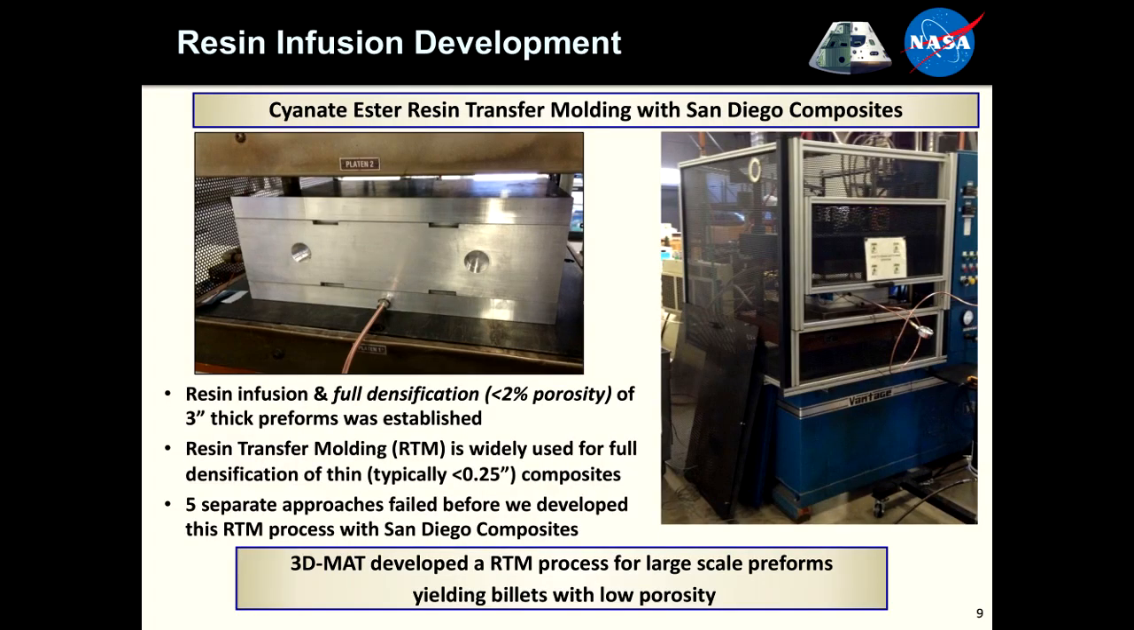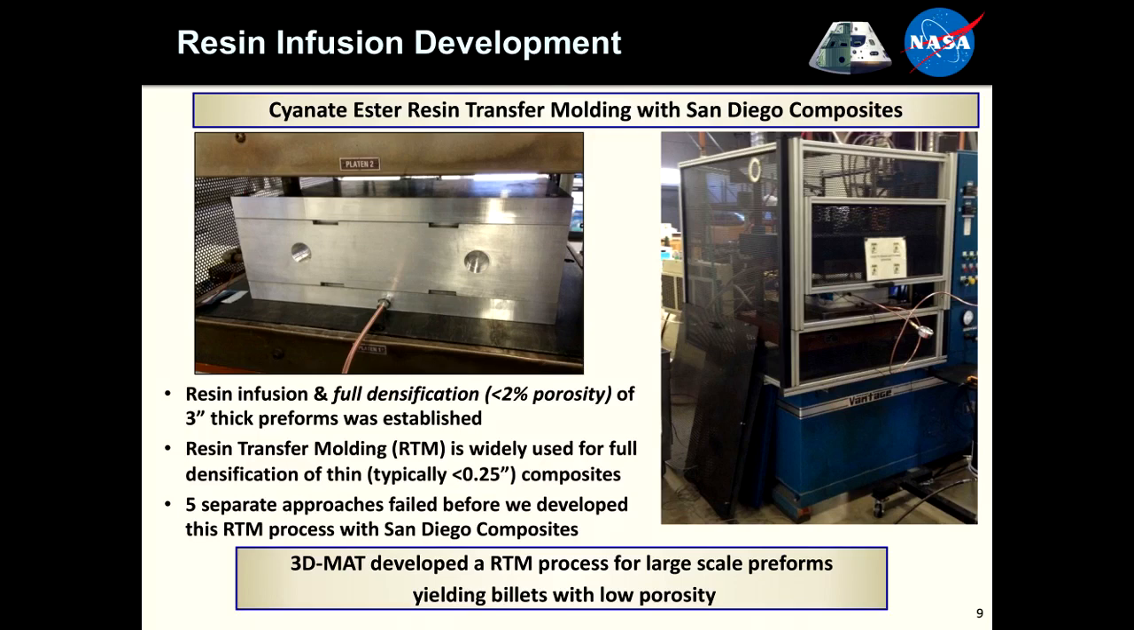In terms of resin infusion, this was also a significant challenge, a little bit surprising to us how challenging this was. We were required to achieve less than 2% porosity throughout the entire volume of the billet, which is again 3 by 12 by 12 inches. That's a significant requirement. While resin transfer molding is regularly used for thin composites, less than a 1/4 inch thick, something on the order of the volume we're achieving here is much more challenging, not well established, not established at all, and to be able to eliminate the porosity throughout was definitely a significant challenge for us.